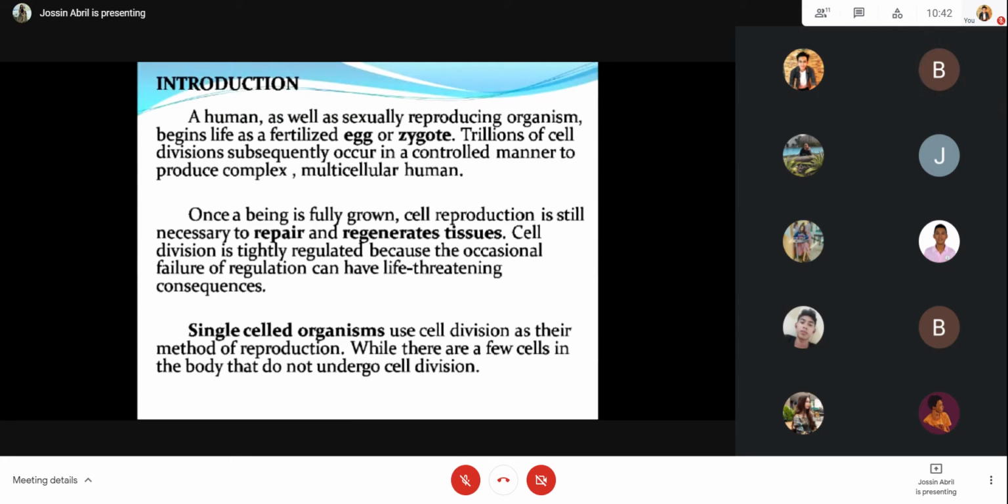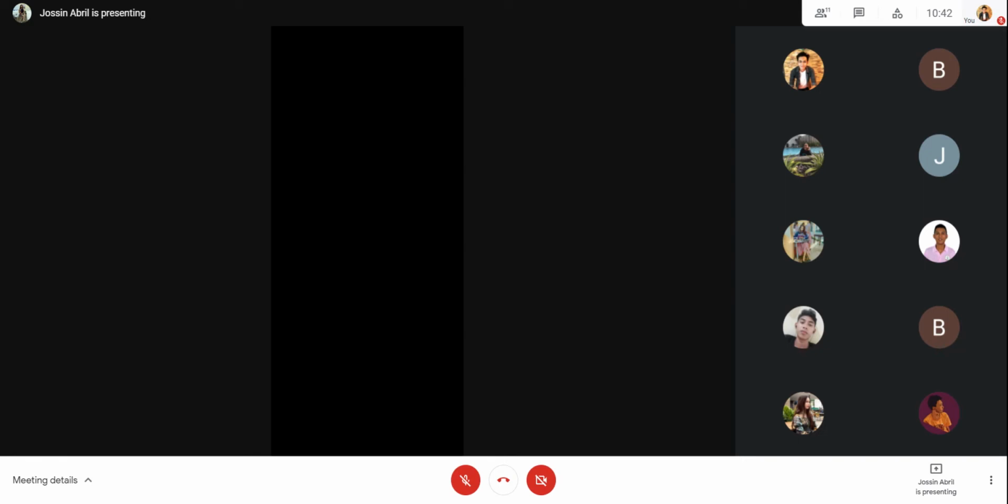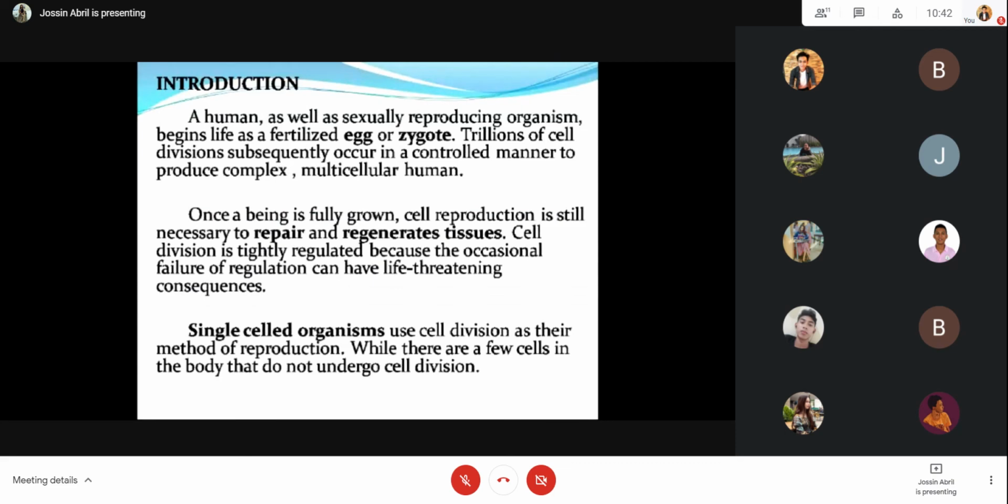Single-celled organisms use cell division as their method of reproduction. One example is bacteria. They use cell division as a method of reproduction, for example binary fission, the asexual reproduction of bacteria. While there are a few cells in the body that don't undergo cell division, for example, the sperm and our egg cell.